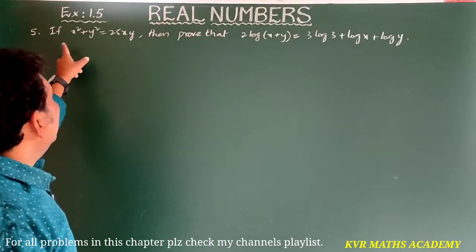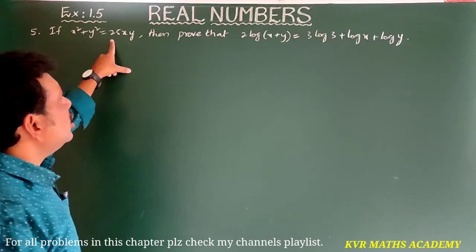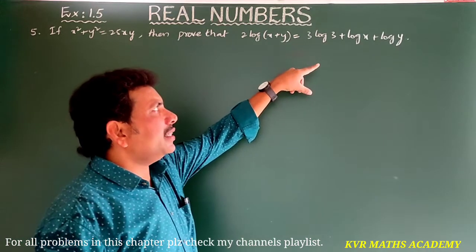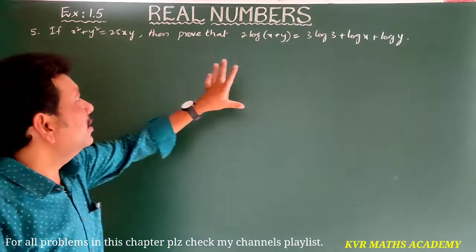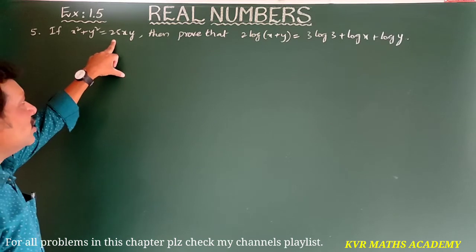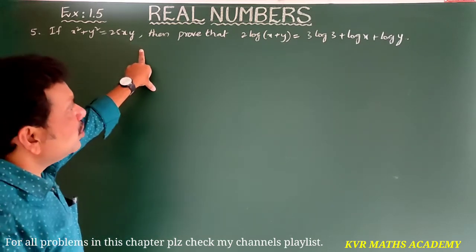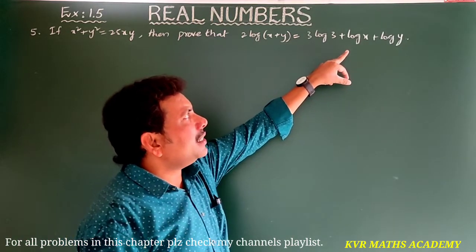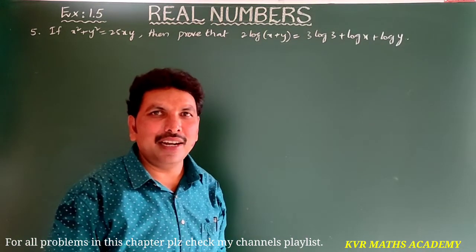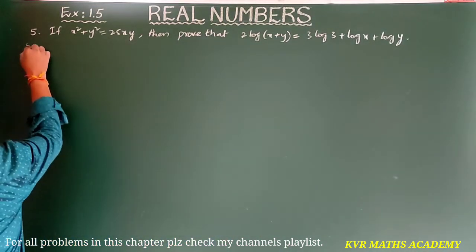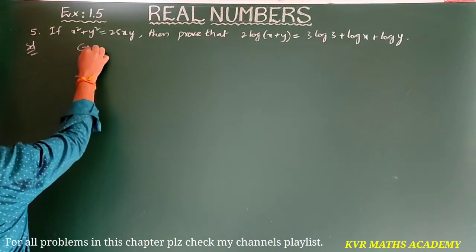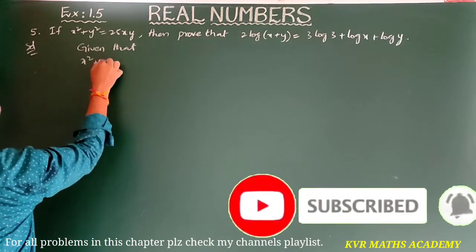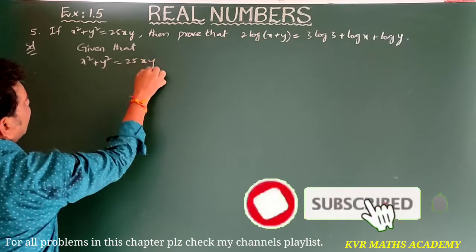Next question. If x square plus y square is equal to 25xy, then prove that 2 log of x plus y is equal to 3 log 3 plus log x plus log y. Given x square plus y square is equal to 25xy only. So we have to prove that 2 log of x plus y is equal to 3 log 3 plus log x plus log y. Let us prove.